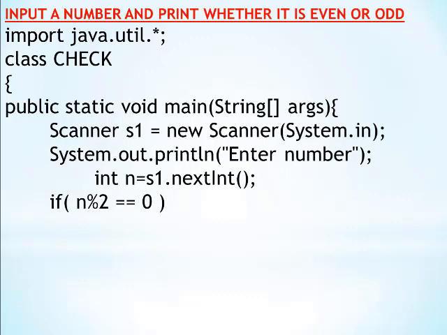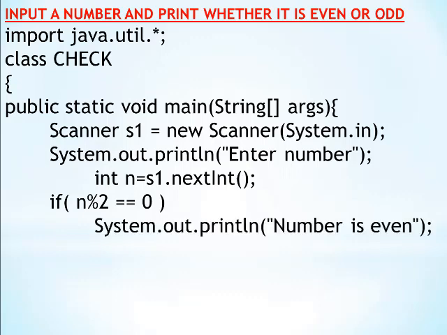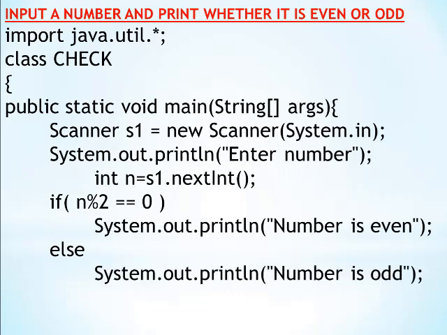So if any number is divisible by 2, the remainder will be equal to 0, that is n % 2 will be equal to 0. So in that case you have to print the message number is even, else means the number is not divisible by 2. So in that case you have to print number is odd.